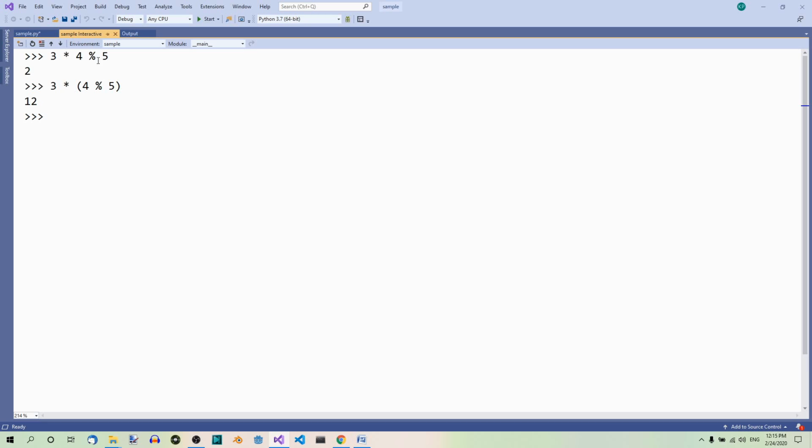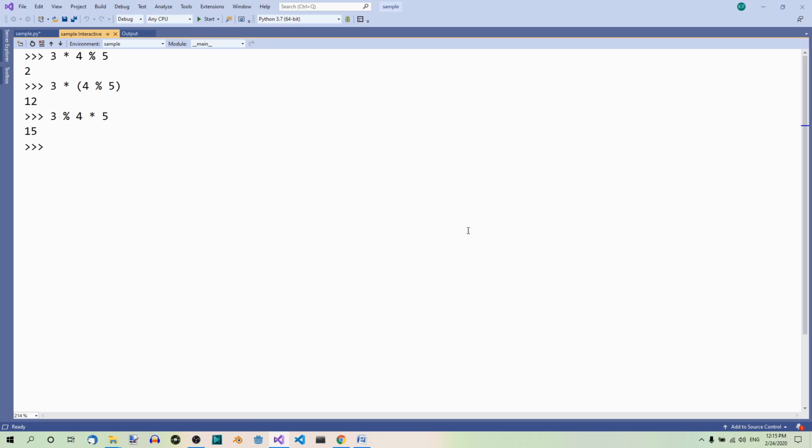Or if we change the order of the operators, for example like so, 3 modulus 4 times 5, the result will be 15 because it's evaluated from left to right again. 3 modulus 4 is 3, 3 times 5 is 15.